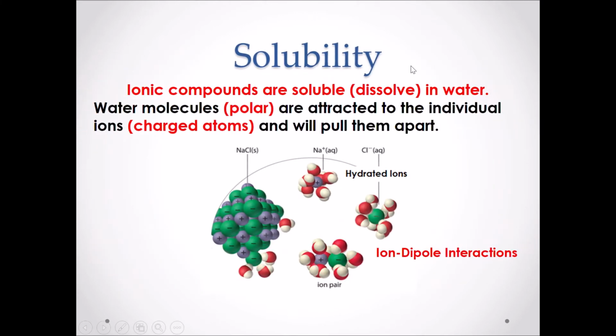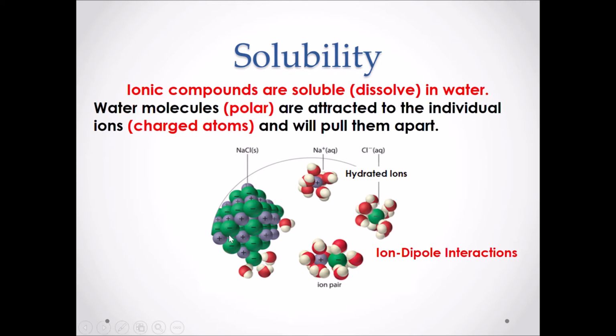Solubility of ionic compounds. Ionic compounds are soluble in water, meaning they will dissolve. In order for a substance to dissolve in water, it must separate in water. Water molecules are polar, meaning they have a positive and negative side. They can be attracted to the individual molecules in an ionic substance and will therefore then pull them apart.